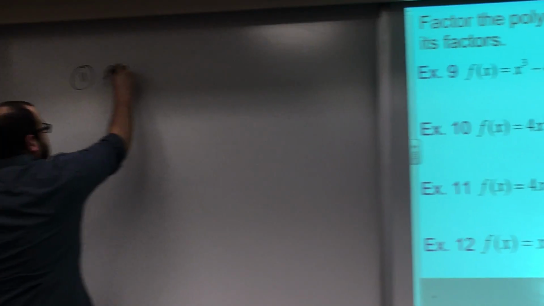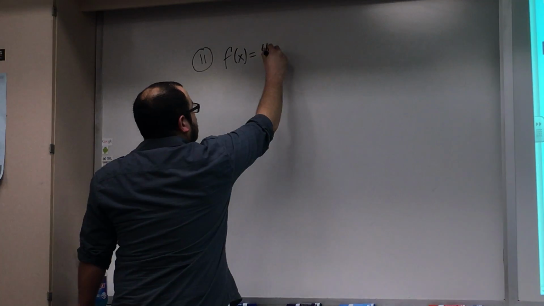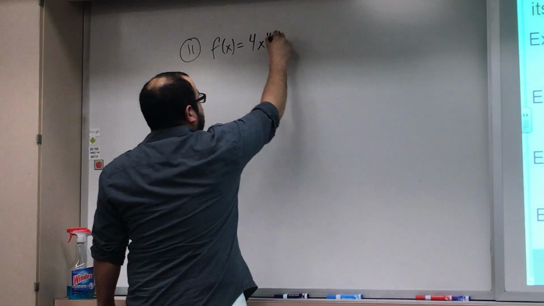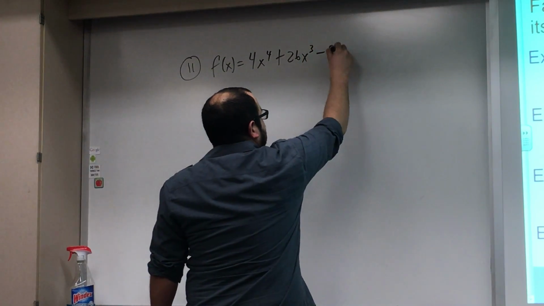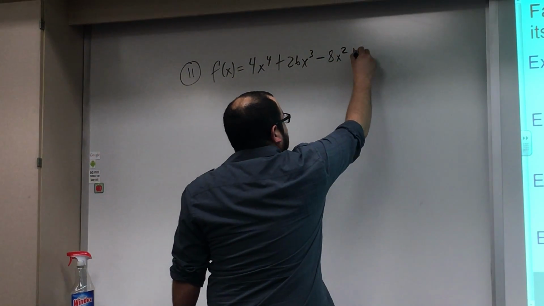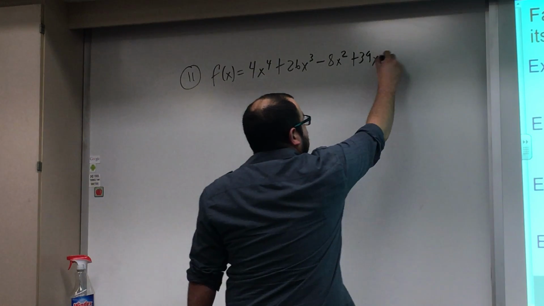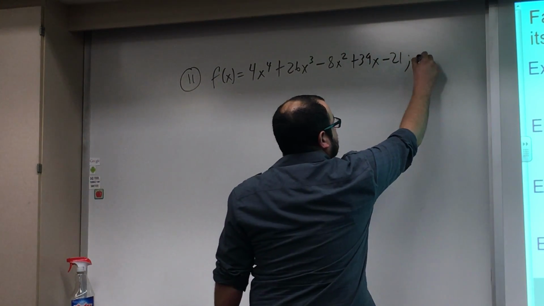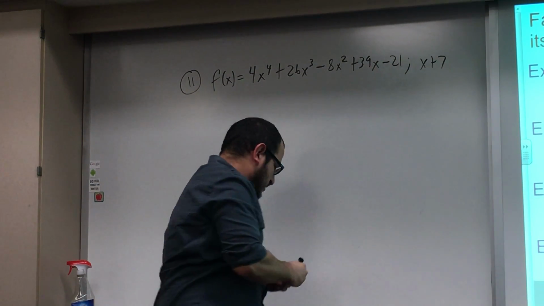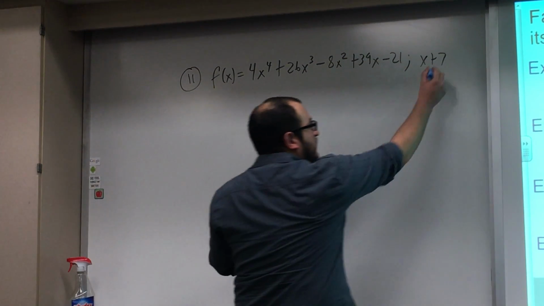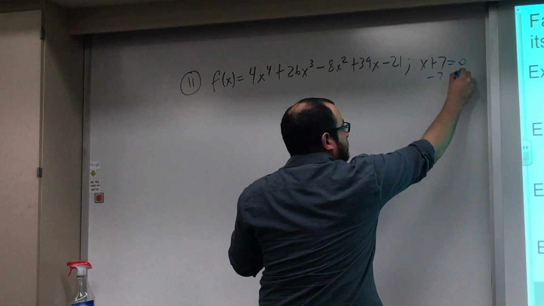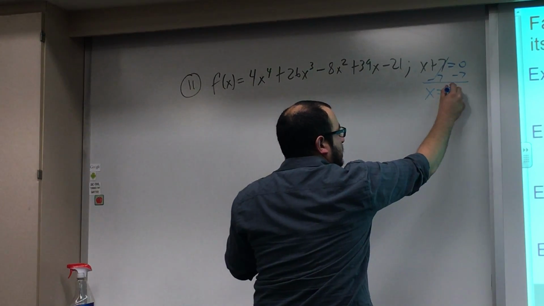So f of x, 4x to the 4th, 26x cubed. So since I'm going to do synthetic division, I'm going to go ahead and solve for x. Subtract 7, so x is equal to -7.